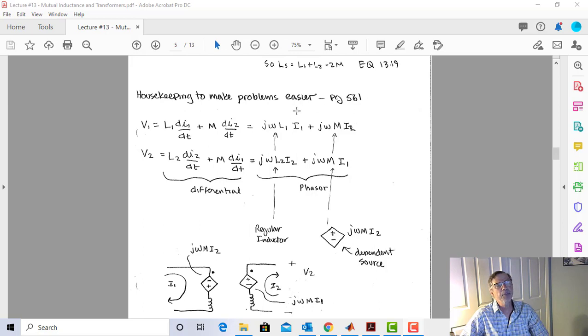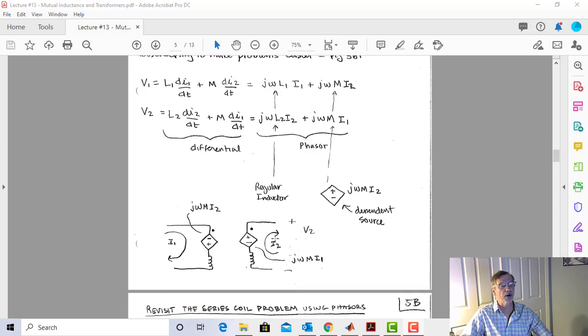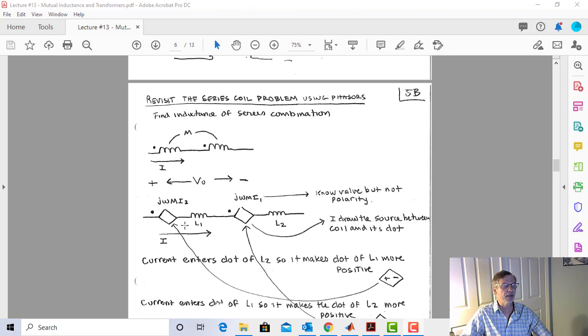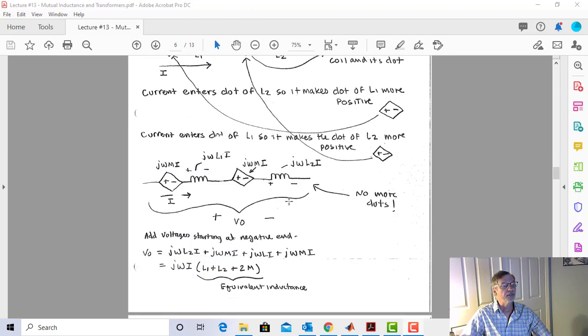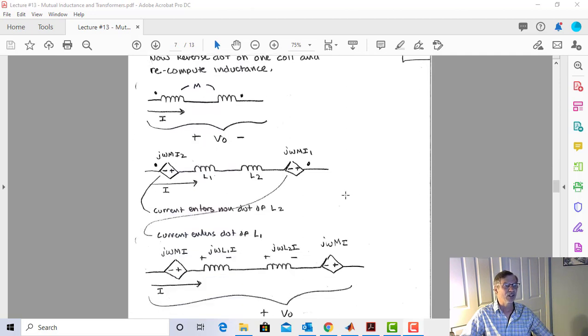So what we've done here is we came up with this housekeeping method. We came up with it right from our phasors. And we said that an inductor really looks like a regular old inductor plus a dependent source. And we came up with our 4-step program for putting the dependent sources in circuits. And then we went back to our series aiding and series opposing problem and found that it made it a lot easier.